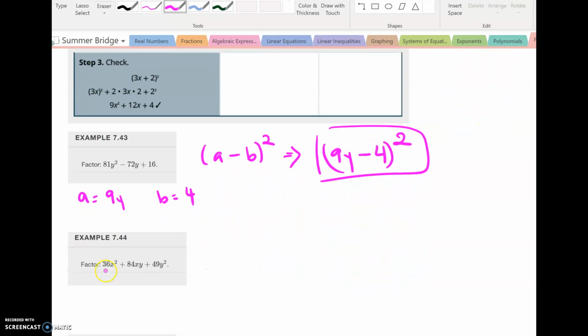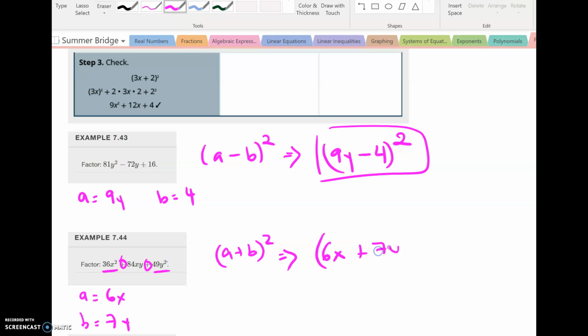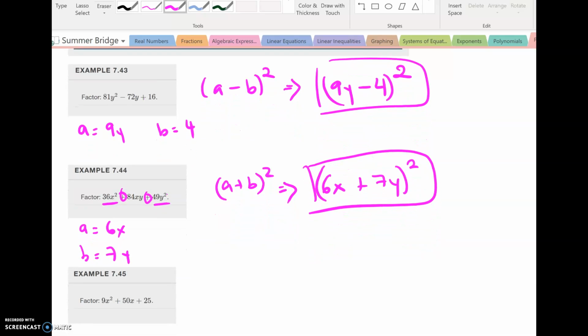I can keep going. I take a look at my last two. Well, 36 is 6 times 6, so a is going to be 6, and then x squared is always going to be x. B is 49, so 7 times 7 is 49, so it's 7, and then I have a y squared, so just y. Both of these are positive, so I'm going to be putting into the parentheses a plus b quantity squared. So I'm going to put it into my format. I have 6x, that's my a, plus my b, which is 7y, squared. That's it, guys. That's really that simple.